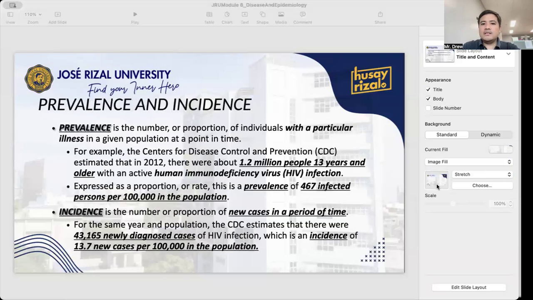Prevalence and incidence. Prevalence means the total cases in a population at a given time. Incidence, when we say incidence, is the number of new cases within a specified period. Example, in 2012, HIV prevalence was 467 per 100,000 with an incidence of 13.7 per 100,000.